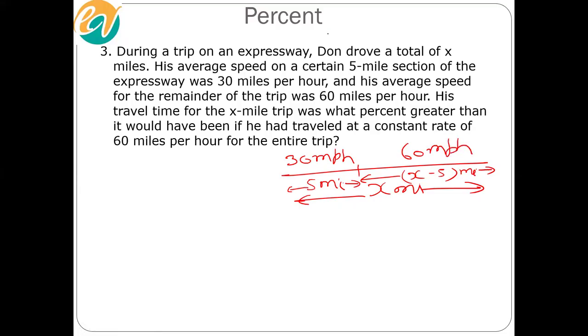So his travel time for the X mile trip was what percent greater than it would have been if he had traveled at a constant rate of 60 miles per hour for the entire trip. Not difficult, guys, not difficult. Remember, time is always what? Distance upon speed, right?